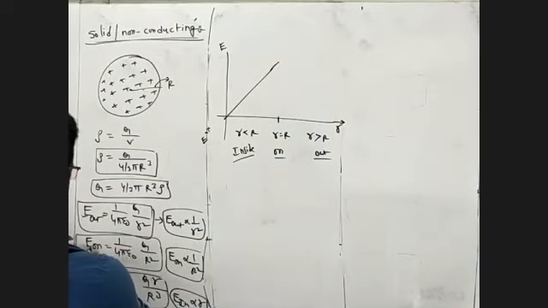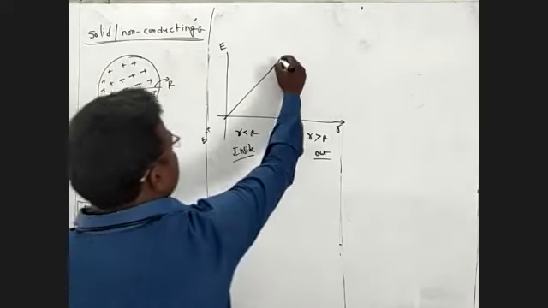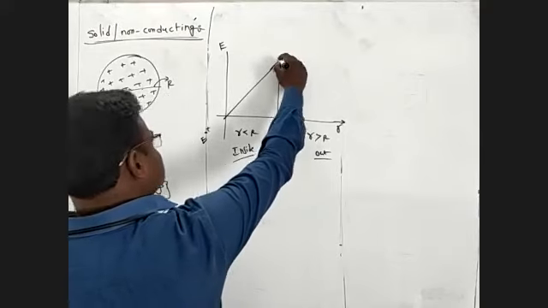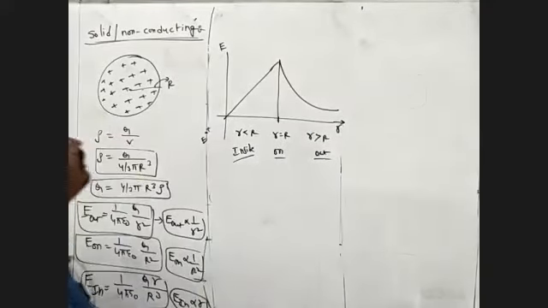On the surface, r equals capital R. Outside, E is inversely proportional to r square, so this is a parabola. This is the graph for a solid non-conducting sphere.